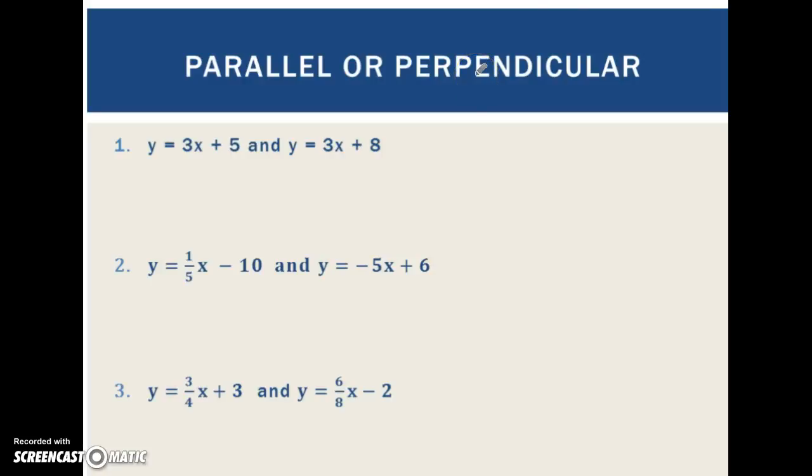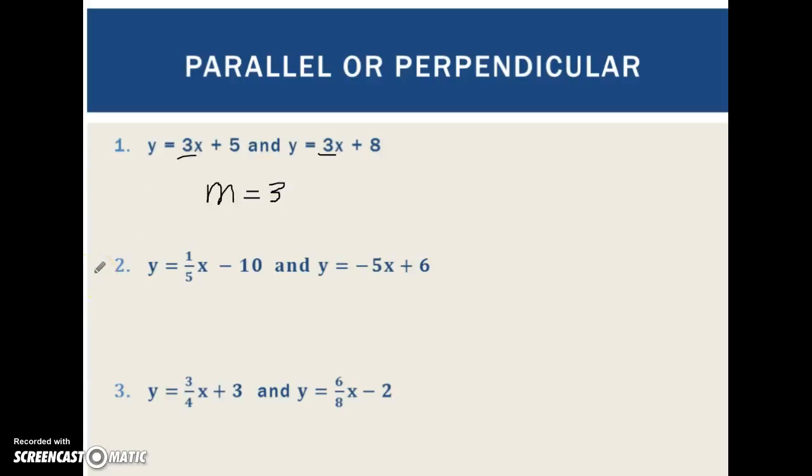So looking at these three examples, if we need to compare if the lines are parallel or perpendicular. So think about this first one. I have the equation y equals 3x plus 5 and y equals 3x plus 8. Would these two lines be parallel or perpendicular? These two would be parallel because they both have the same slope. M, or slope, is 3, so that means they are parallel.